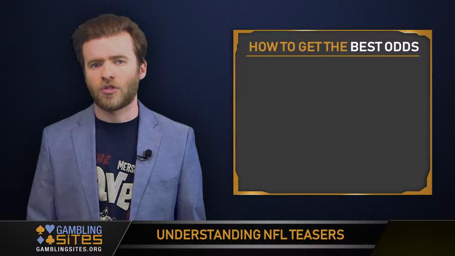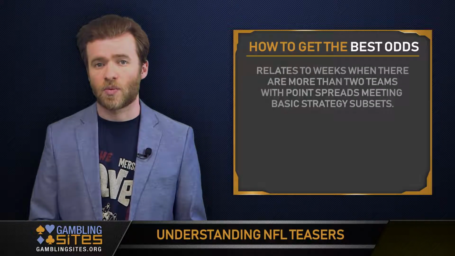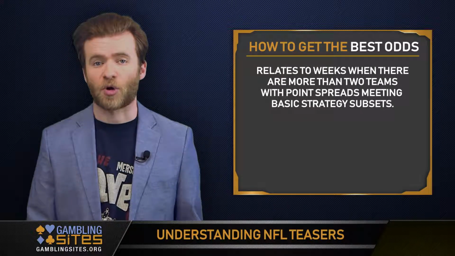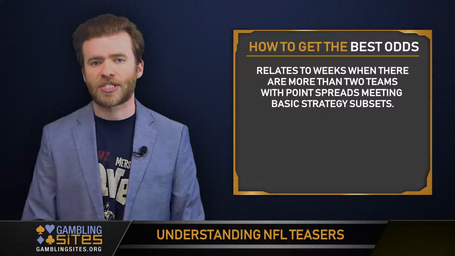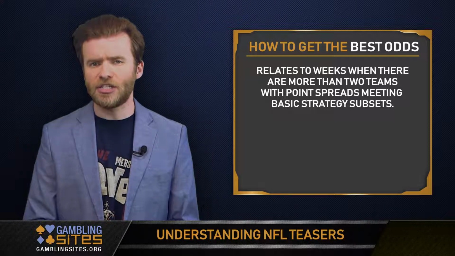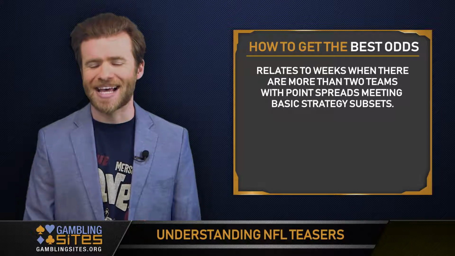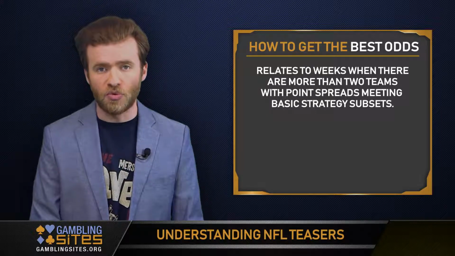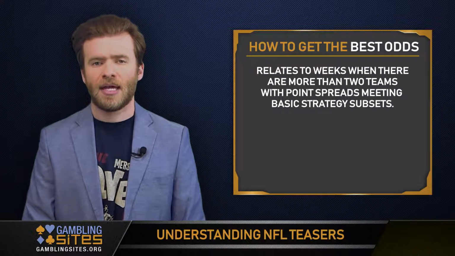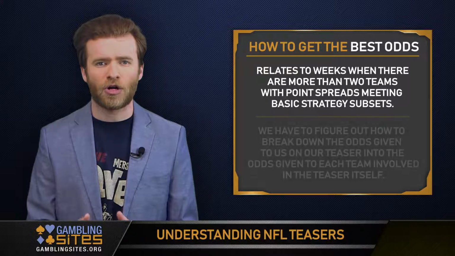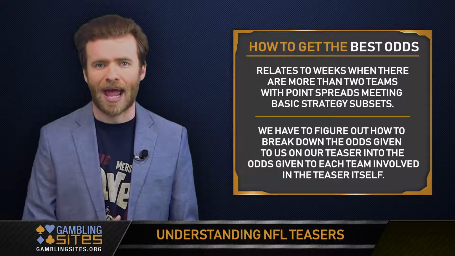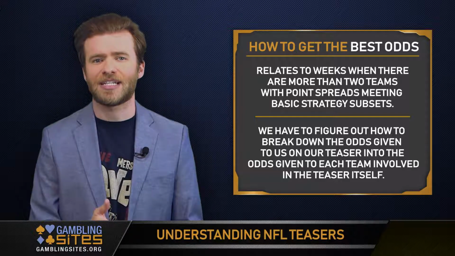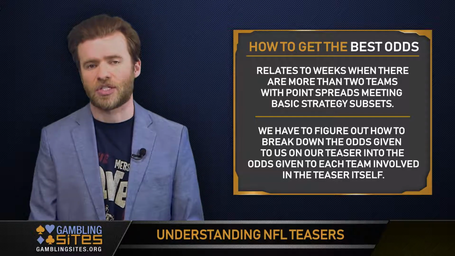The final challenge to getting the best odds relates to weeks when there are more than two teams with point spreads that meet basic strategy subsets. Here, we need to know how many teams give the best odds possible. And to do that, we have to get into teaser math. Essentially, we have to figure out how to break down the odds given to us on our teaser into the odds given to each team involved in the teaser itself.